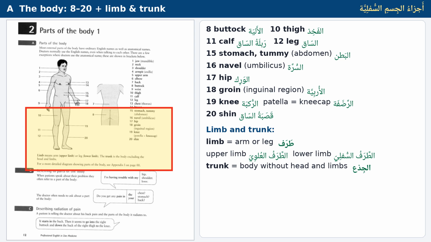2 more important words. Limb, طرف. Limb means arm or leg. The arm is the upper limb, الطرف العلوي. The leg is the lower limb, الطرف السفلي. And the trunk, الجذع. The trunk is the body, excluding the head and the limbs.